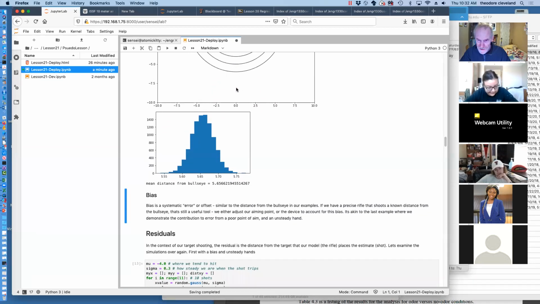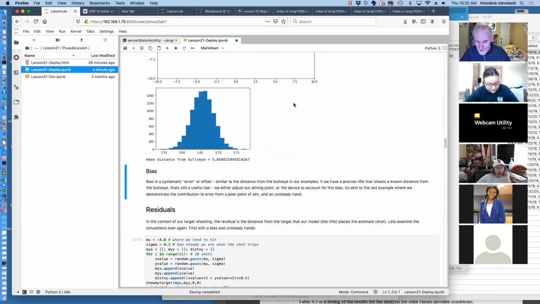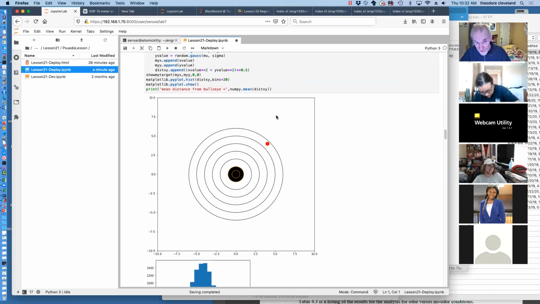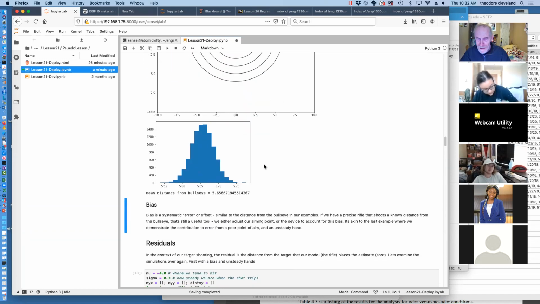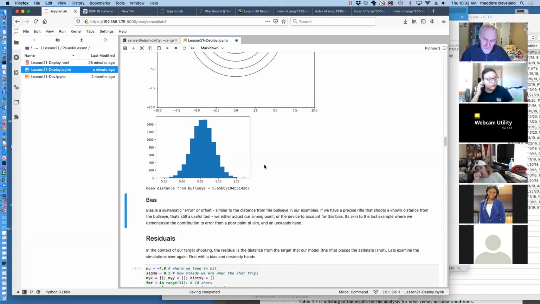You can either adjust where you aim the device or modify the device to account for the bias. And it's akin to the last example where we could demonstrate the contribution to error from a poor point of aim and an unsteady hand. So bias is not an evil thing in data. In fact, bias in some context is desirable because if we know there is a systematic error, we can deal with that.